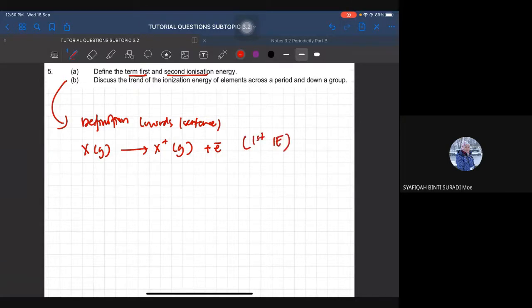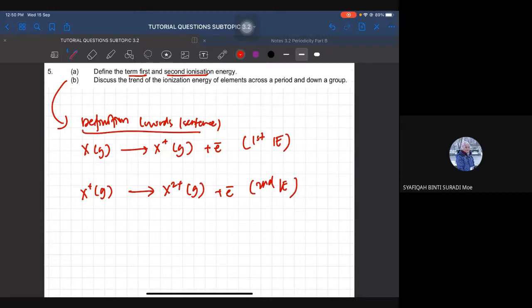Okay, ini untuk first IE lah ni kan. Okay, kalau untuk second IE, macam ni lah. So, untuk second IE lah. Okay. Tapi mesti ada ayat, okay. Baru awak buat dia punya yang ini. Okay. So, nombor 5A tak ada masalah. Dalam nota dah ada. Boleh tengok dalam nota. Boleh rujuk nota. Okay. Now kita nak tengok yang B.